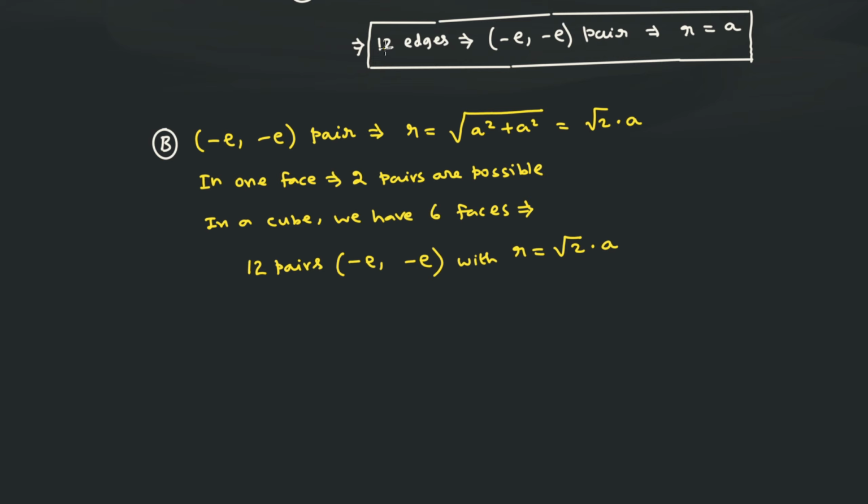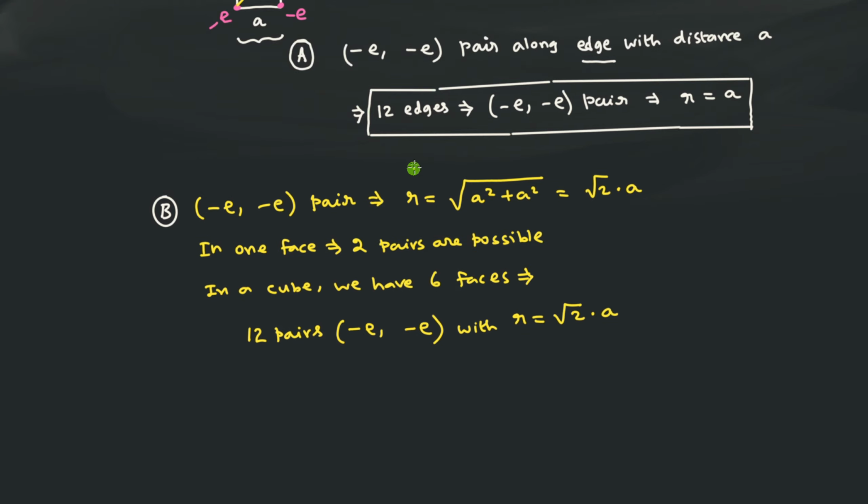So point number A is written here. This is your point number A. I have put a white color box, right? That is point number A. So you have 12 edges. Along the 12 edges, -e, +e pairs. Now you have to be careful. This is also a -e, +e pair. This is also a -e, +e pair. But what is the difference? The difference is the distance between the pair is r equal to a. Here the distance between the pair is r equal to root 2 a.